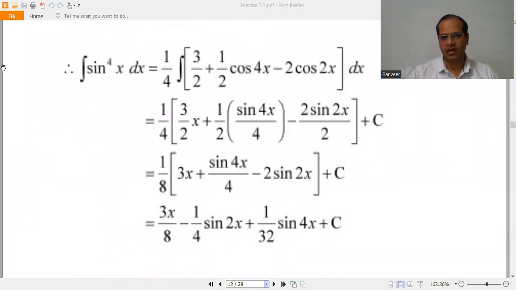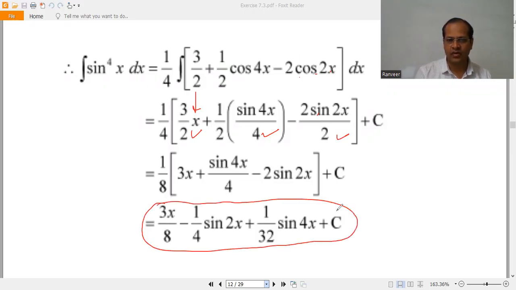After doing the transformation so that it came into the formula format, our task is only to bring it in the formula format. 1 by 4, 3 by 2, this is the integration of 3 by 2, cos 4x, sin 4x by 4, 2 cos 2x, this we can write here sin 2x by 2. This is the answer. So after doing this, all the things we have to arrange and write so that the proper solution will look like this.